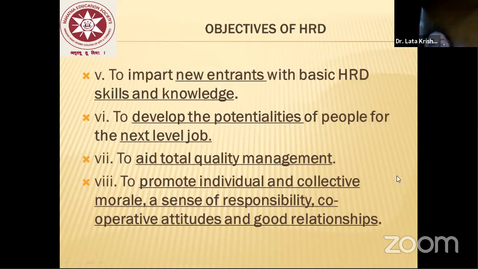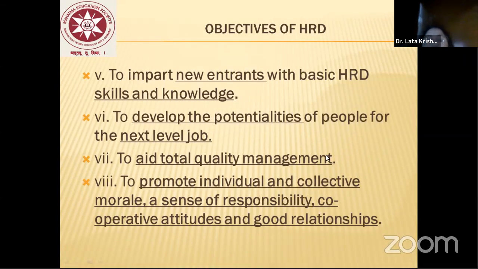And HRD is about developing the potentials of people for next level jobs. As we said, the human mind has tremendous potentials, and the human beings themselves do not know the potentials they possess. And therefore, HRD is all about developing the capabilities, the potentials of people, and helping them to move ahead to the next level of the job.